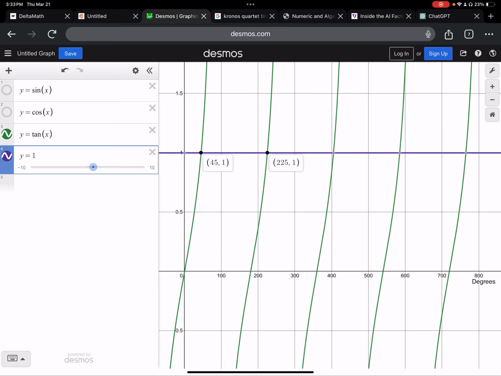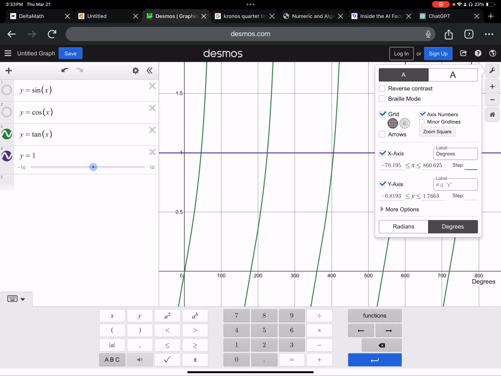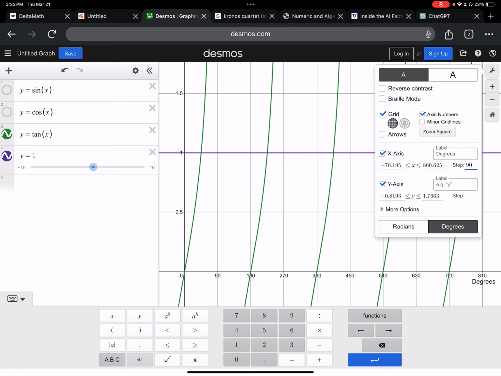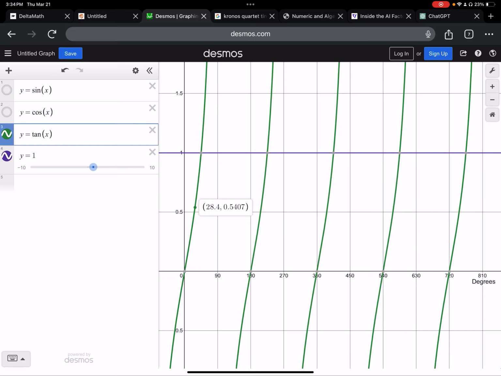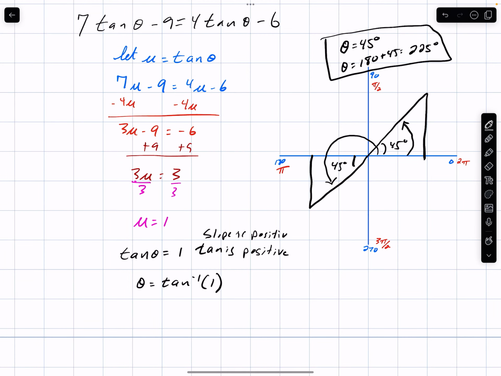Another thing I would do too, if you want to separate these into quadrants, you can make the step for the x-axis 90 degrees. And what that'll do is separate it into quadrants. You can see the tangent, the green one here, is in the first quadrant. It goes up and up and up until it hits 90 degrees. It's undefined. And then it goes here, and up and up and up. Once it hits 270, it's undefined. It won't ever cross 270. Hopefully that'll help you all out on a problem with tangents.